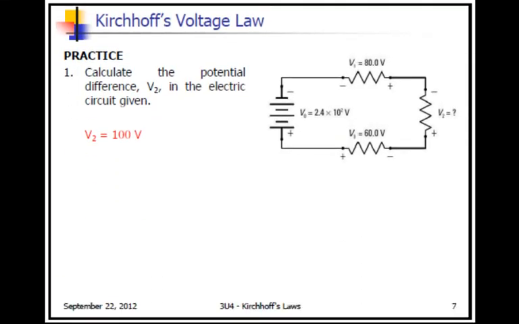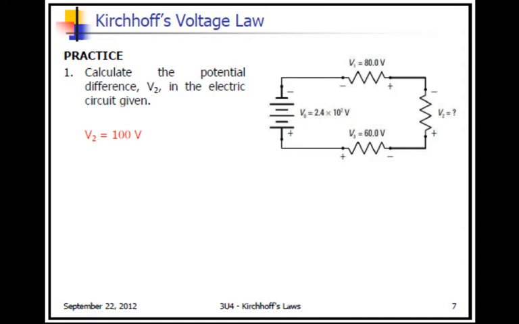And using this idea, we have a simple series circuit here. Our battery has 2.4 times 10 to the 2 volts, or 240 volts. We have 3 different loads. The voltage across the first load is 80, and the voltage across the third load is 60. So what's the voltage across that middle load, V2?